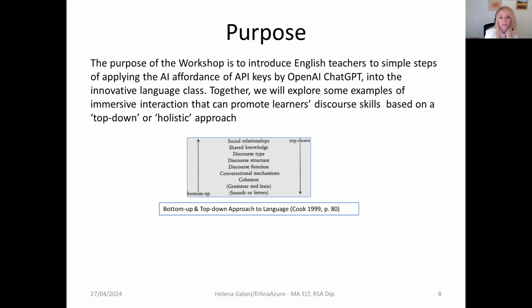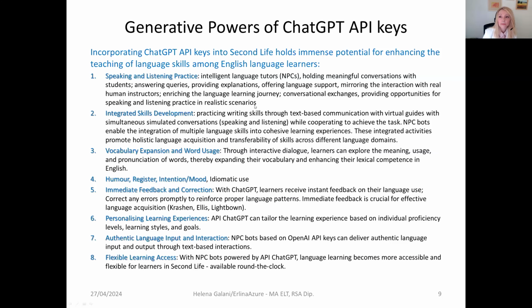So if I wanted to support all this on my theoretical underpinning, I would like to make it easier for English teachers to apply the AI affordance of API keys of OpenAI into their classes. And so together we will explore some examples of immersive interaction that can promote discourse skills based on top-down or a holistic approach based on Cook. So these are the powers of generative ChatGPT API keys.